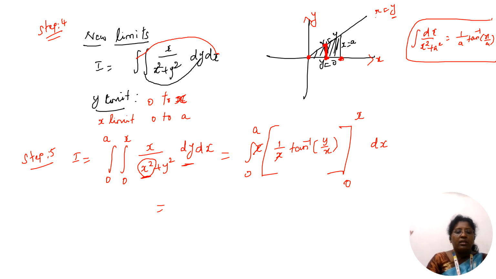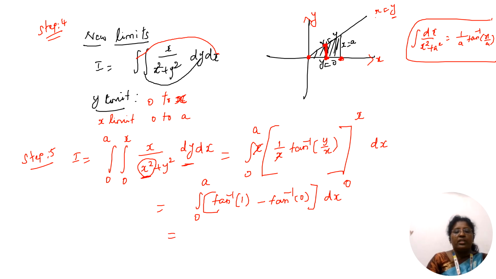So we'll be getting integral 0 to a of tan inverse of, applying the limit, instead of y replace x, so x by x is 1, tan inverse of 1. Then when you apply the lower limit, instead of y replace 0, so you'll be getting tan inverse of 0. So tan inverse of 1 minus tan inverse of 0, into dx.